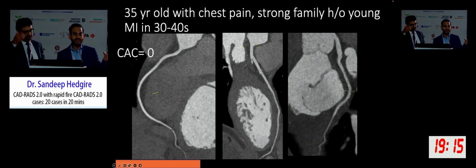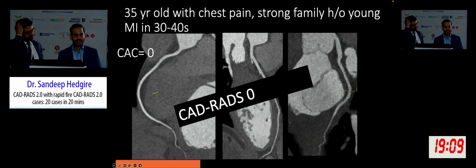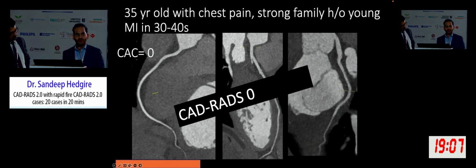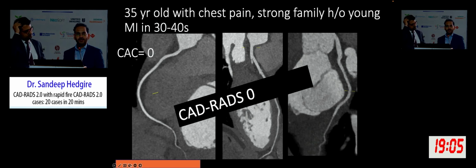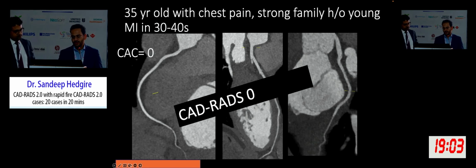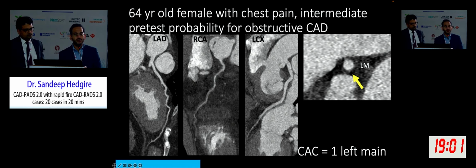Even though the calcium score is 0, you have to pay attention if there is non-calcified plaque to calculate the segment involvement score, which was 0 in this case. So the diagnosis here is CAD RADS 0. When there is CAD RADS 0, you don't have to say anything about plaque unless it is present.